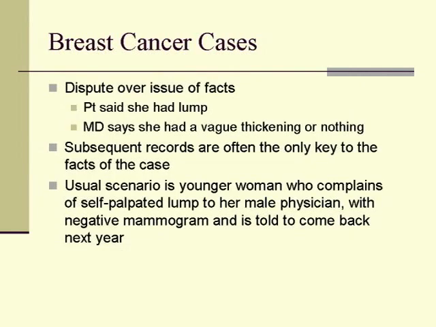The disputes are usually over issues of fact. The patient states she had a lump. A physician says that there was really nothing there. Subsequent records are really the only key to the facts of the case. So, as an attorney said, the usual scenario would be a young woman seen by a physician with a self-palpated mass. The mammogram was negative, and she was told to come back next year. And we all know that a negative mammogram in the context of a palpated mass certainly needs to be evaluated further.